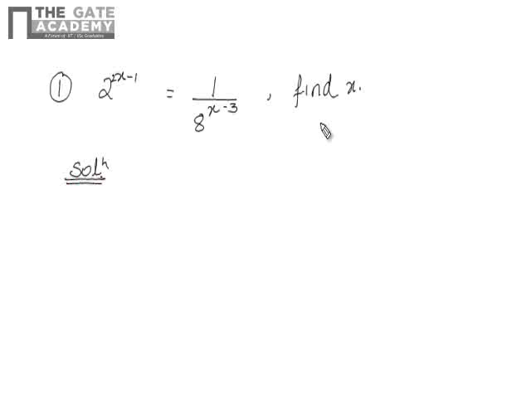Now we'll solve some of the problems related to this topic. Okay, we'll start with this. It is given, the problem is like this: 2 raised to 2x minus 1 is equal to 1 upon 8 raised to x minus 3. Then find the value of x.